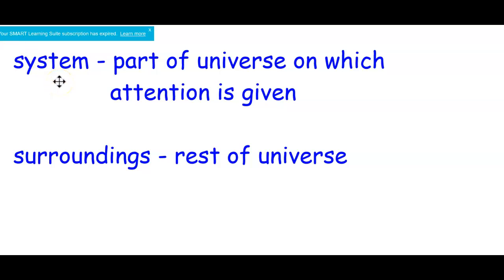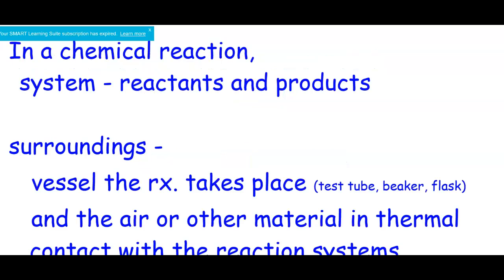All right. A couple of things we're going to add to systems and surroundings. This is not the only piece you're going to add there in the middle of page 2, so leave some space. First, a quick reference to what a system and a surrounding is. System, part of the universe in which attention is given. Surrounding is the rest of the universe. That seems very vague, so let's get into more detail when looking at chemistry. In a chemical reaction, the system is the reactants and the products. The surroundings are the vessel the reaction takes place in, so the test tube, the beaker, the flask, a crucible, whatever it might be, the air that surrounds that, or other material in thermal contact with the reaction systems.